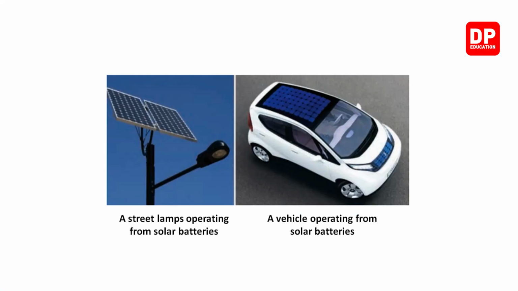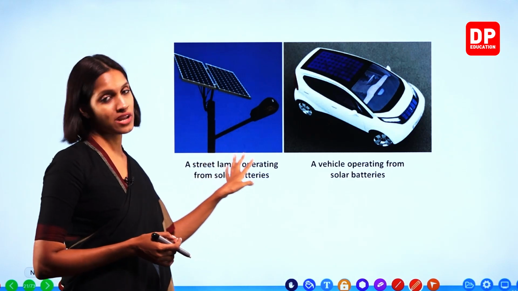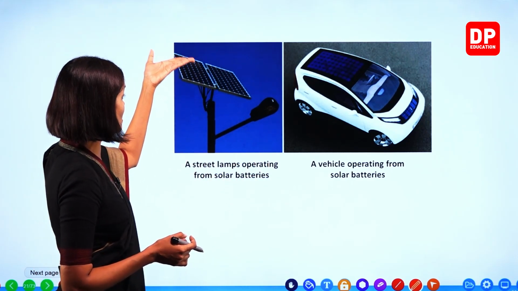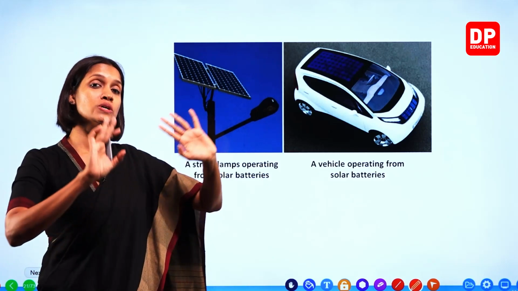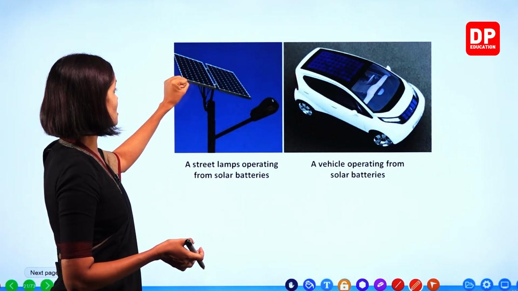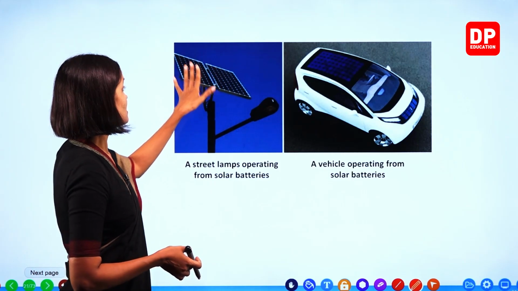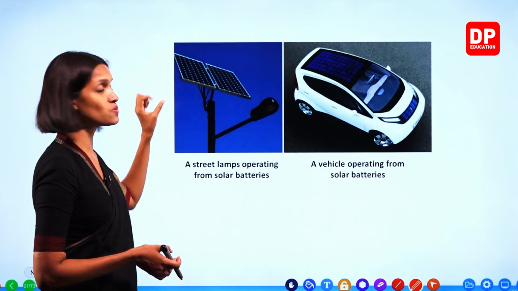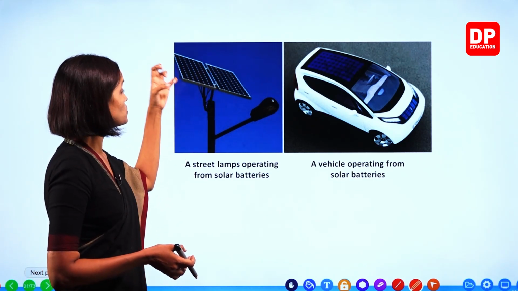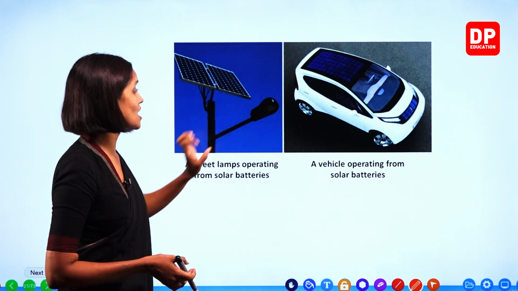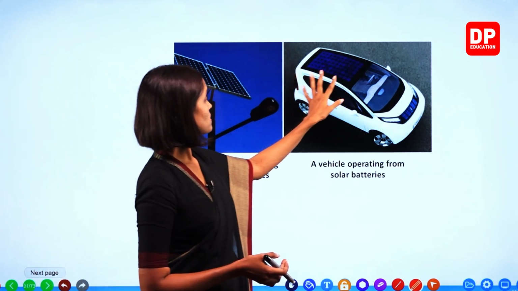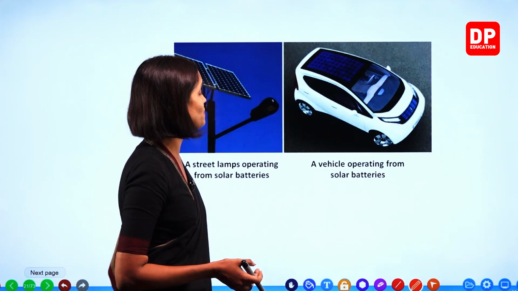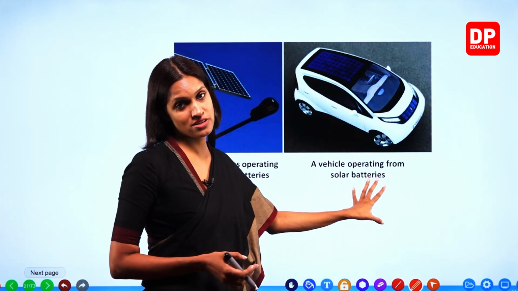Right, children? So here are instances where solar panels are used. Here, street lamps operating from solar batteries. During the daytime, these small solar panels are directed towards sunlight. In the presence of sunlight, they generate electricity, and this electricity is stored in small batteries. During the night time, using that stored electricity, these street lamps work. Now here is an instance where vehicles use solar panels, a vehicle operating from solar batteries.